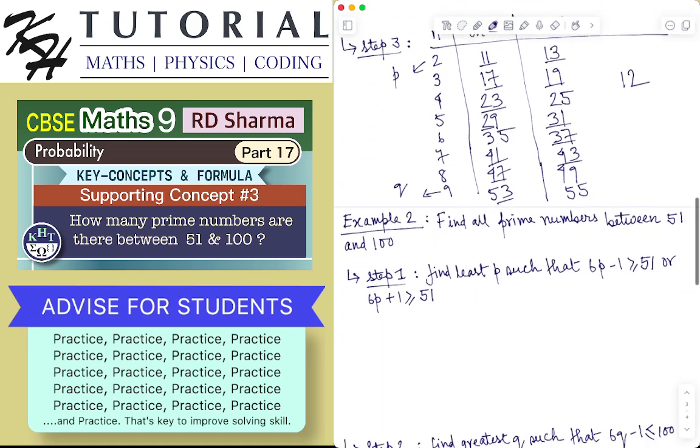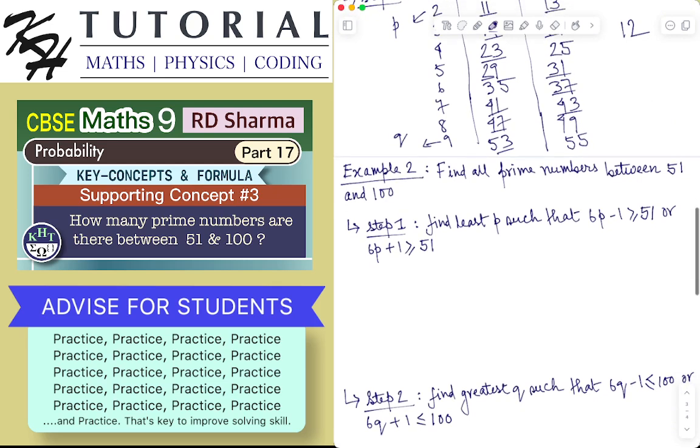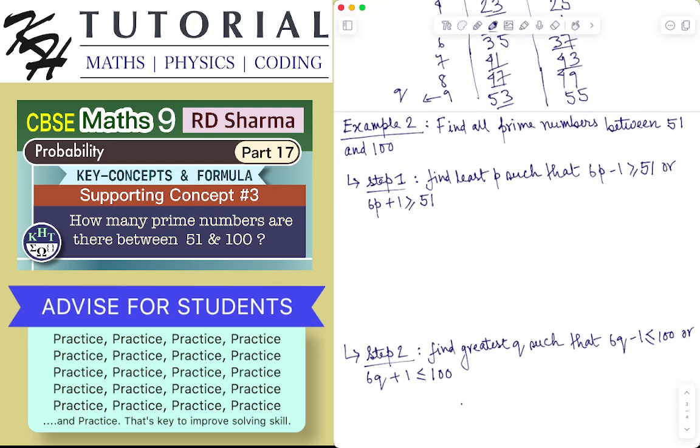Let's see another example. Find all prime numbers between 51 and 100. So first we have to find the least p such that either 6p minus 1 or 6p plus 1 is greater than or equal to 51. You can do it orally.